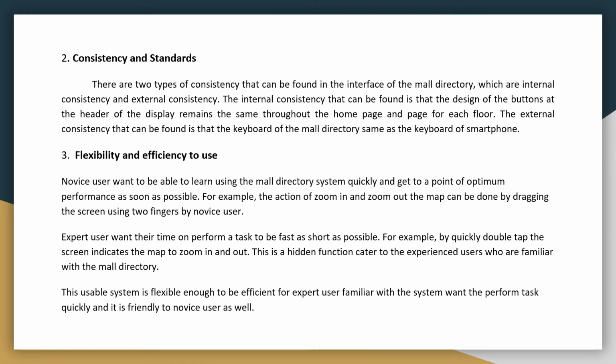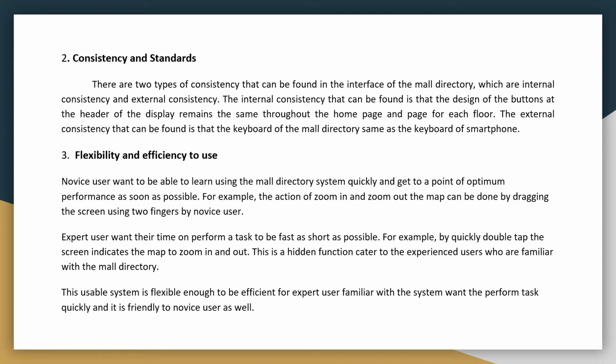The second one is consistency and standards. There are two types of consistency that can be found in the interface of the mall directory, which are internal consistency and external consistency. The internal consistency is that the design of the buttons and the header of the display remain the same throughout the home page and the page for each flow. The external consistency is that the keyboard on the mall directory is the same as the keyboard of a smartphone.